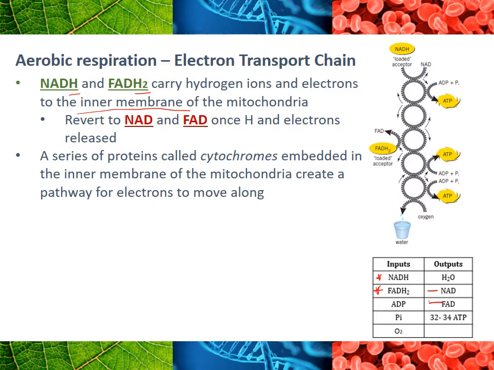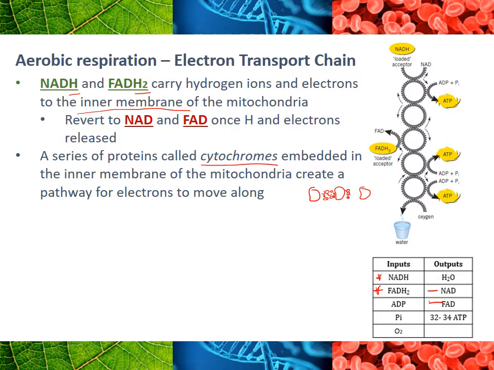Now I've got a diagram on the next slide that shows this a little bit. You do need to know this word, cytochromes. Cytochromes are proteins that are found in the inner membrane. So remember, when we did the plasma membrane and we have our proteins all along a plasma membrane, it's the same thing here, okay? Even though we're inside a cell, it's the same principle.